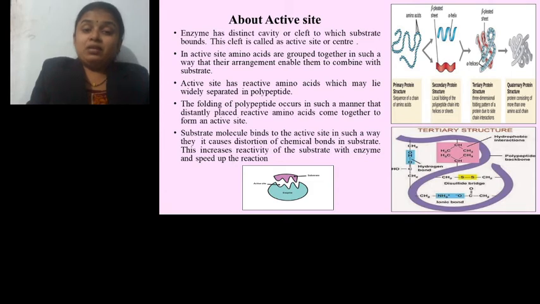The substrate molecule binds to the active site in such a way that it causes distortion of chemical bonds in substrate. This increases the reactivity of substrate with the enzyme and speeds up the reaction.